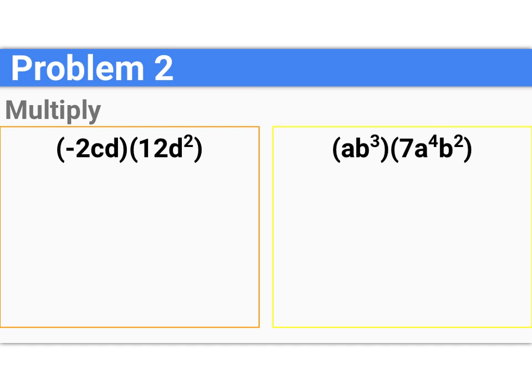Okay, so now 12 times 2 is negative 24. c, there's no other c, so it's just all multiplied together, and d cubed. Whenever letters are multiplied to each other, they're just multiplied. You don't change the powers. You only change the power when it's the same letter. So 7 goes out front, a to the 5th, and b to the 5th, because the a is to the first power.